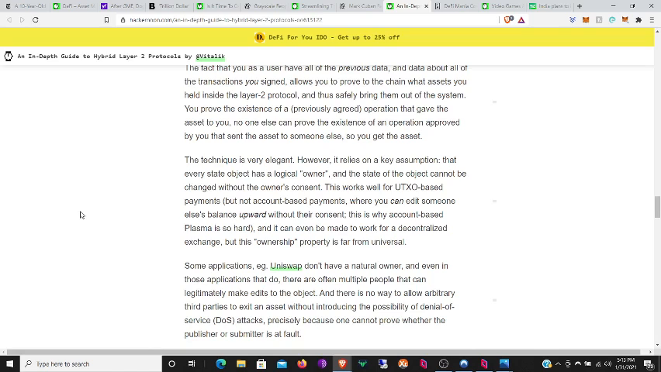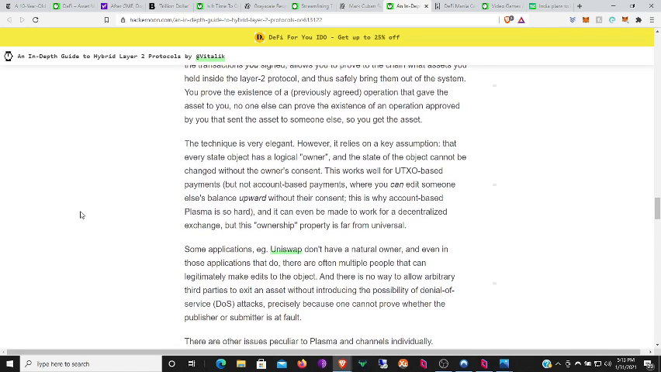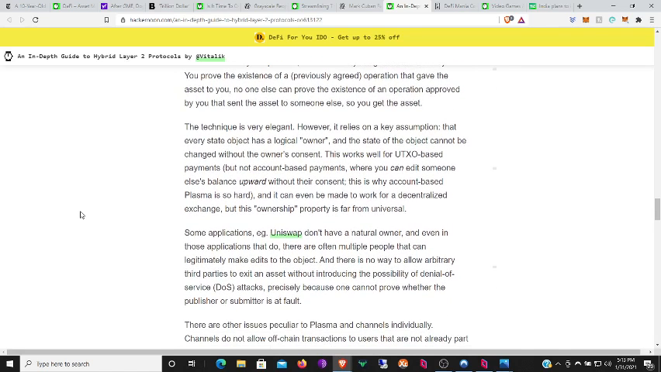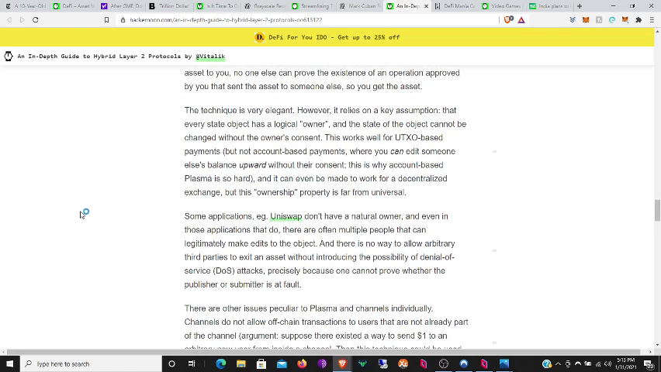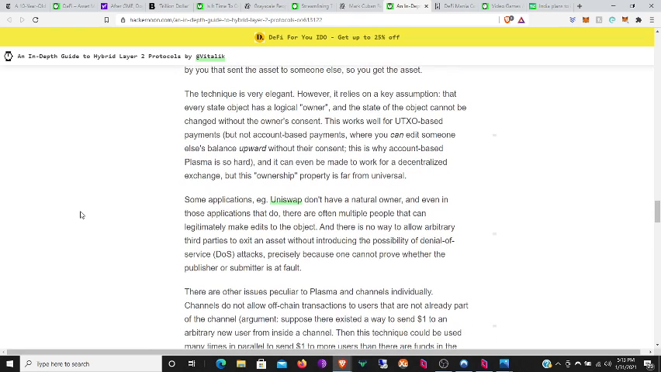No one else can prove the existence of an operation approved by you that sent the asset to someone else, so you get the asset back. The technique is very elegant. However, it relies on a key assumption that every state object has a logical owner, and the state of the object cannot be changed without the owner's consent.